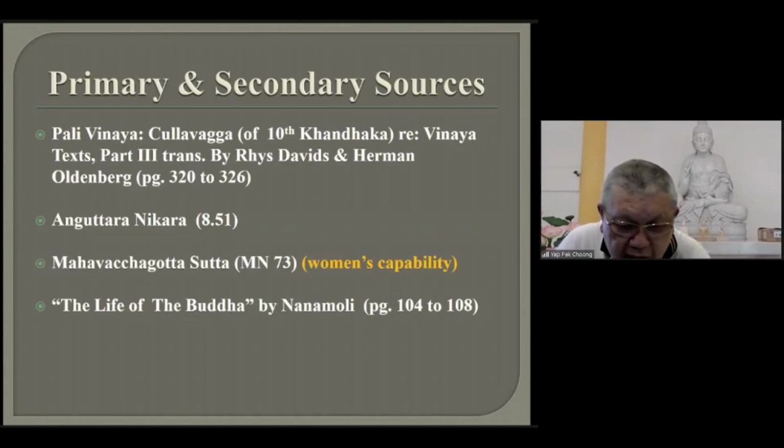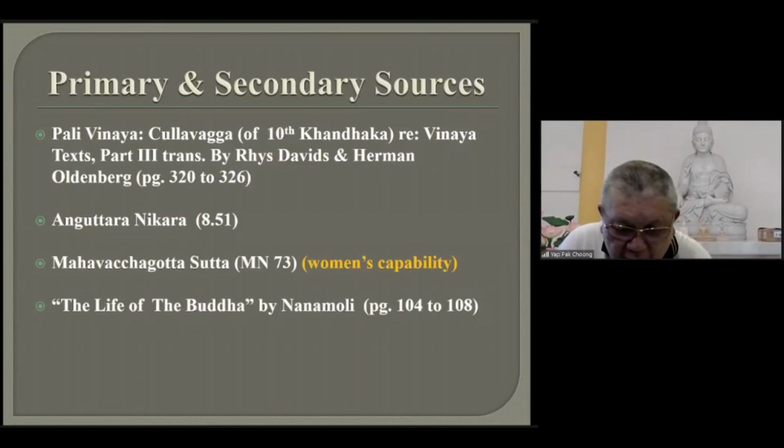Another source, you can refer to Majjhima Nikaya, Sutta 73, called the Mahavacchagotta Sutta. In this one, Buddha talks about the woman's ability to gain enlightenment. This topic is relevant, because there Ananda asked Buddha whether a woman can gain enlightenment or not. So we have to verify with this sutta also to support Ananda's question.